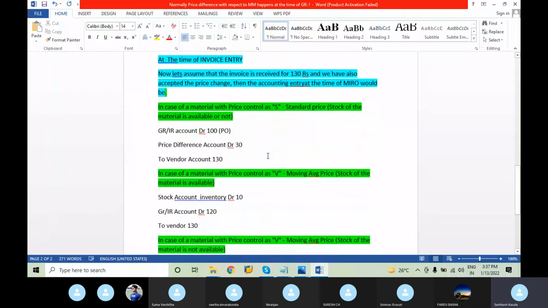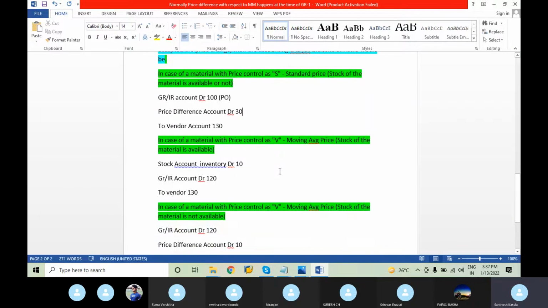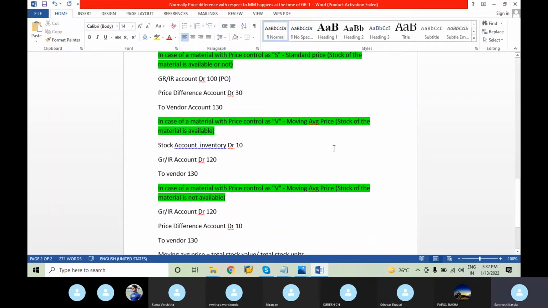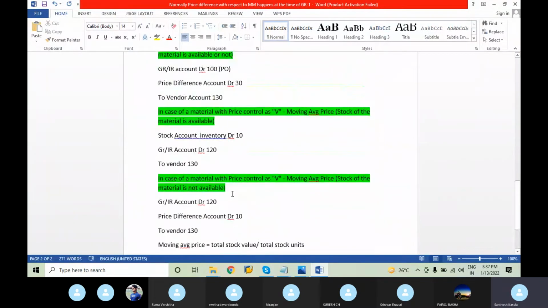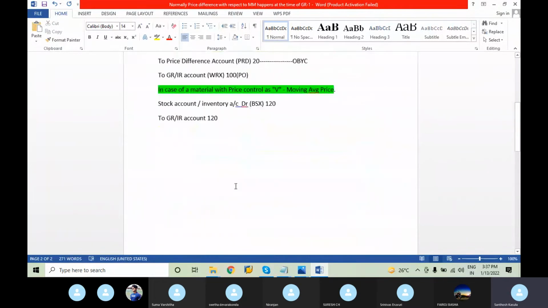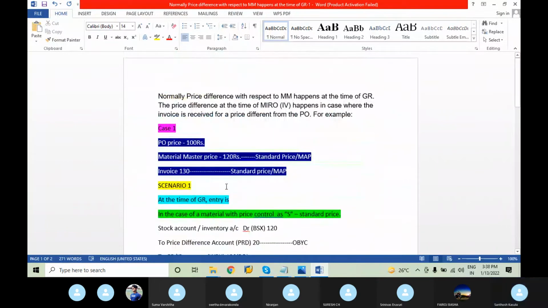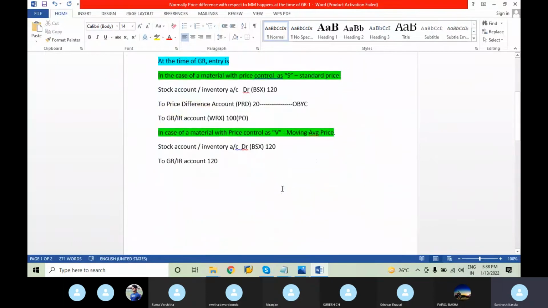While coming to invoice entry, GRIR is given according to the PO, and for the price difference, according to how much we have to pay, we'll clear the price difference. And while coming to the moving average, if we know the stock, we'll enter the difference as inventory. If we don't know the stock availability, we'll enter it as price difference. So I hope I haven't created some confusion, but fine. If you can understand, good; if you don't understand, you can ask me in the middle itself.